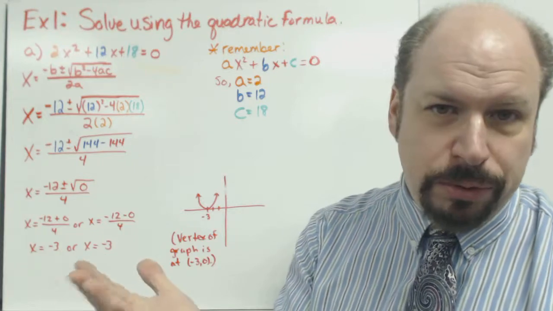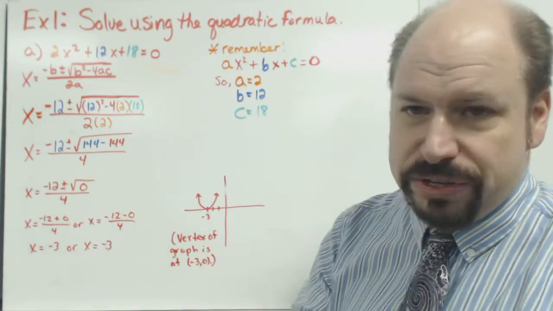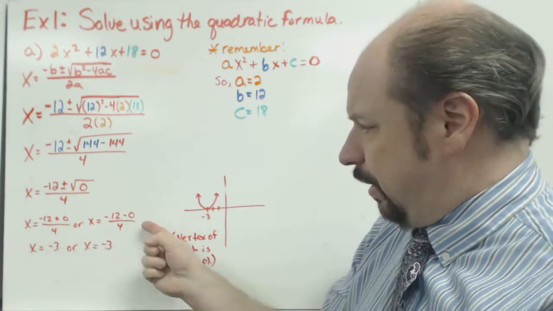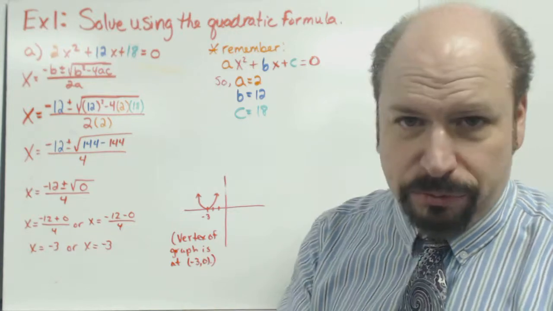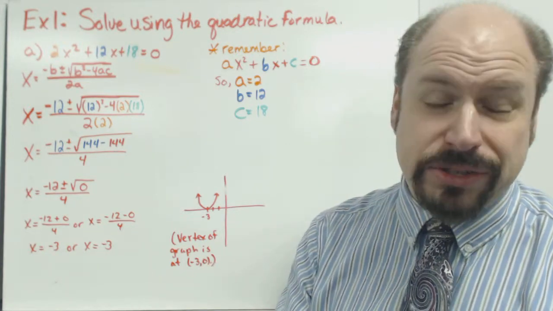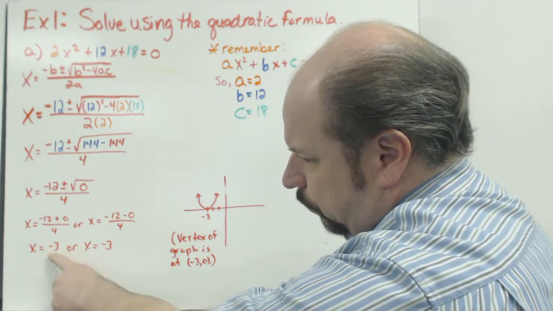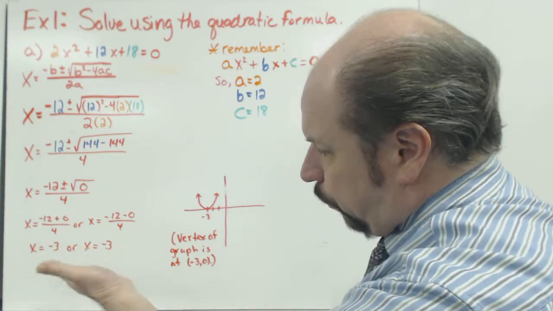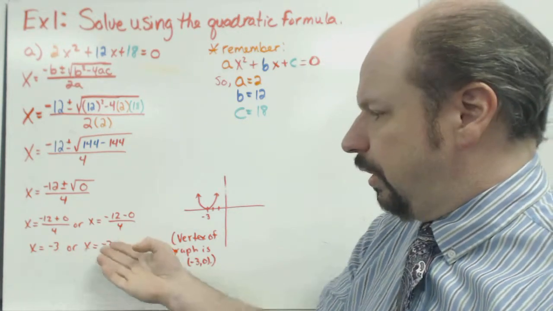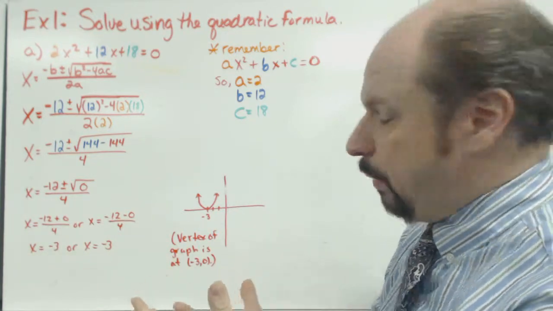Well, the square root of 0 is just 0. So what we're going to notice is we're going to add 0: negative 12 plus 0 over 4. And we're going to subtract 0: negative 12 minus 0 over 4. Well, it doesn't matter if we add or subtract 0. We get the same answer. So we have x equals negative 3, or x equals negative 3. So they're both the same answer. So we call this one solution, even though it is a solution repeated.